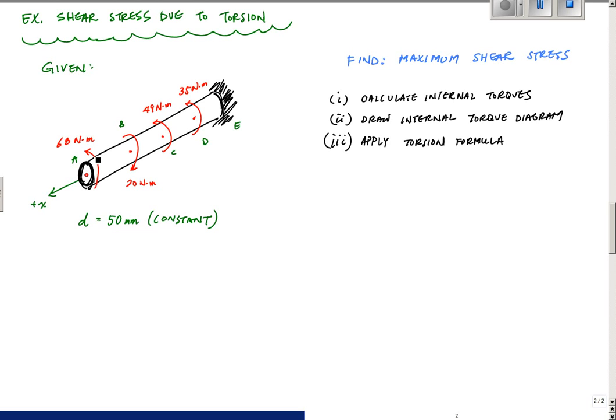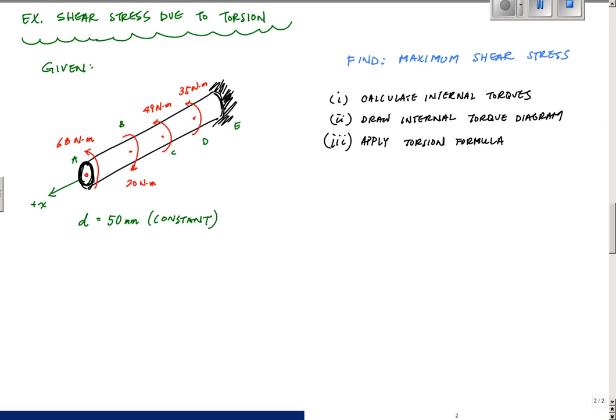All right, so what we're given here is this solid circular shaft with some length that really we don't need for the shear stress calculation, and with a bunch of concentrated torques applied at points A, B, C, D, and E. The diameter of the shaft is 50 millimeters, and it's constant. It's a uniform cross section all the way through. There's no changing of area. And what we want to find is the maximum shear stress along the x-axis. So where is the maximum shear stress occurring?